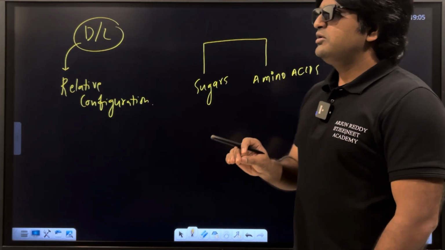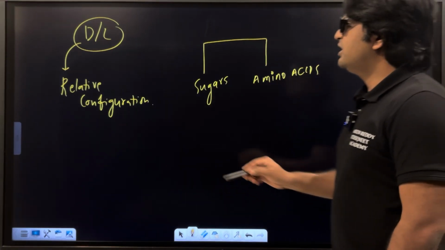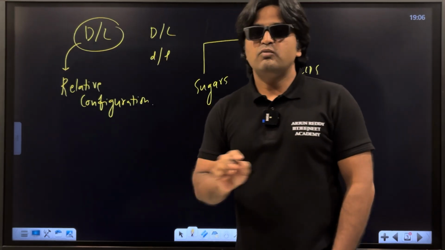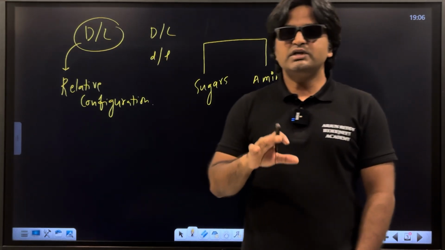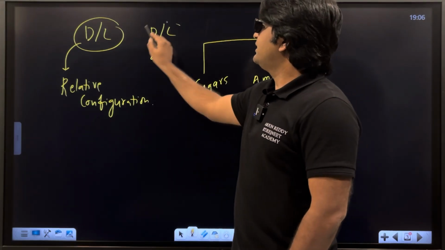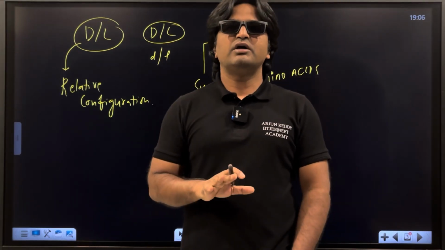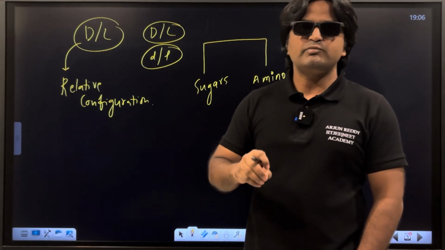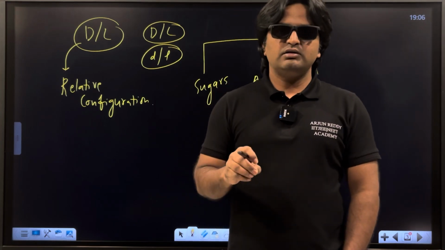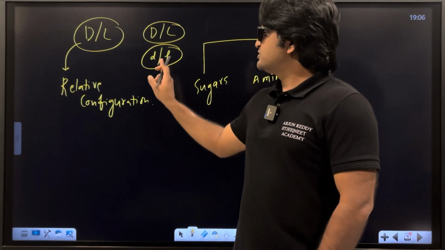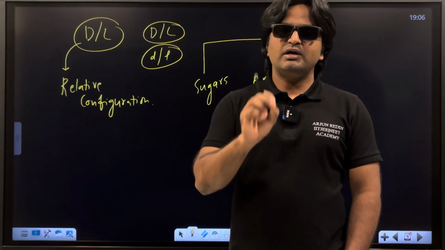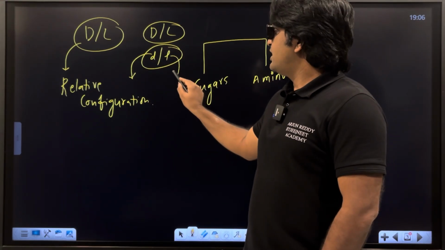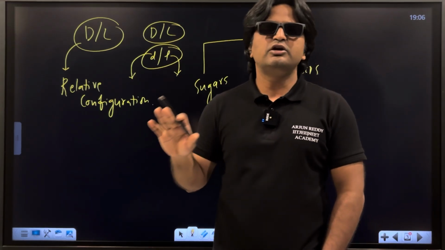First, I want to tell one important point: we have DL configuration and small d, small l. What is the difference between these two? Capital D and capital L tell about the relative configuration. Small d and small l are related to optical rotation. Small d is dextrorotatory and small l is levorotatory.